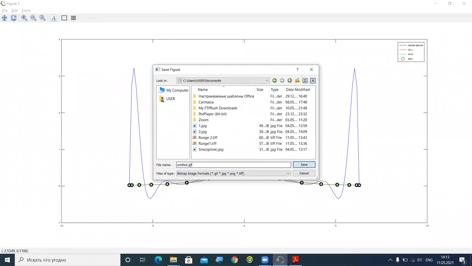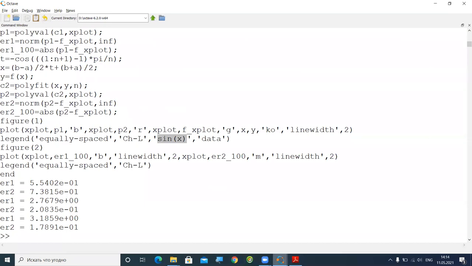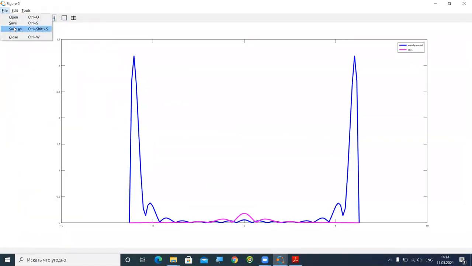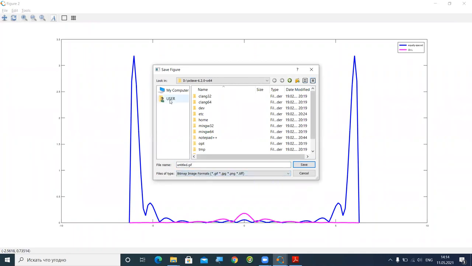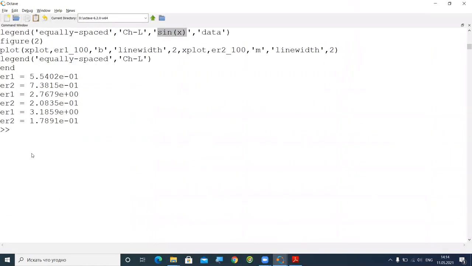So here we have now a new function. So it is for Runge. Okay, and the next function. This one is the graph of errors, the Runge error. Okay, so now let's continue, and we can clear all. So here they are, the results, they are errors. Okay, clear all. And now let's begin.